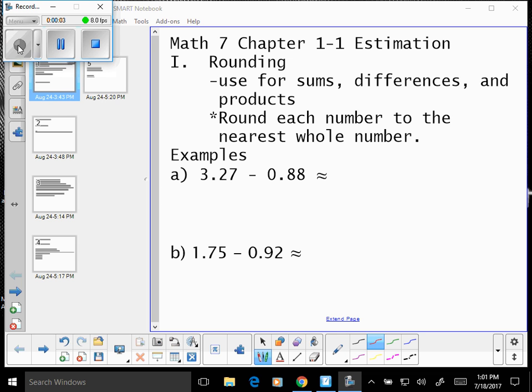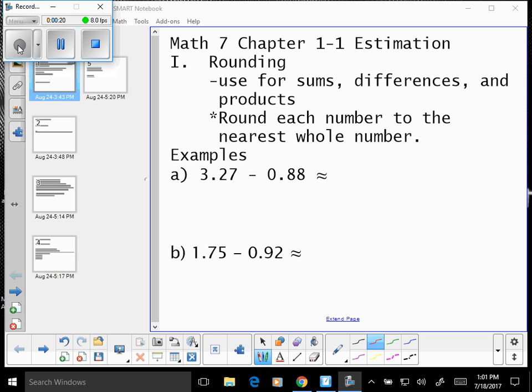Hello class, this is chapter 1, estimation. Today we are going to be learning how to estimate. Most of the time we'll be using decimals, and we will be talking about and learning about 3 different strategies.